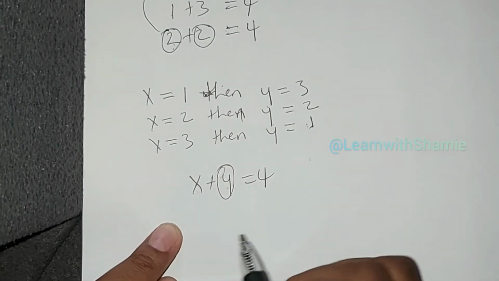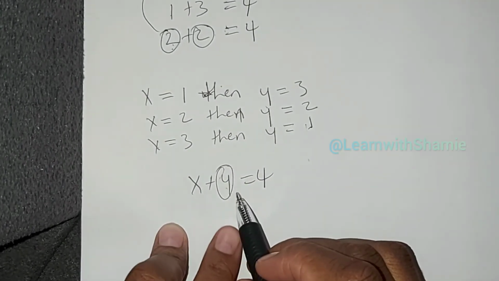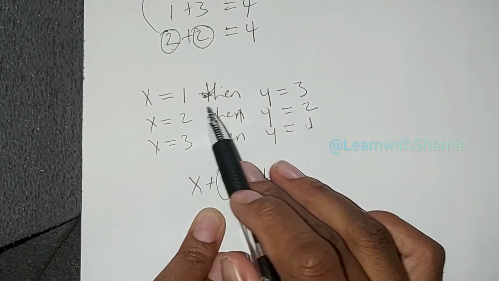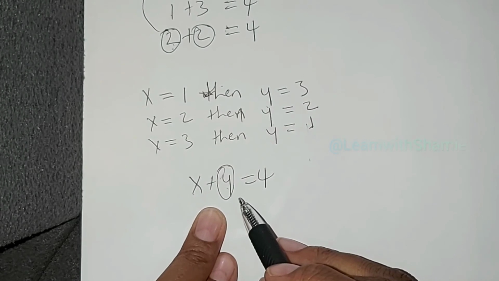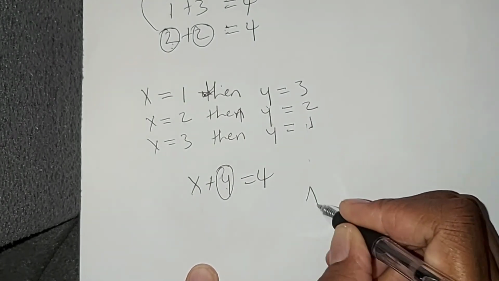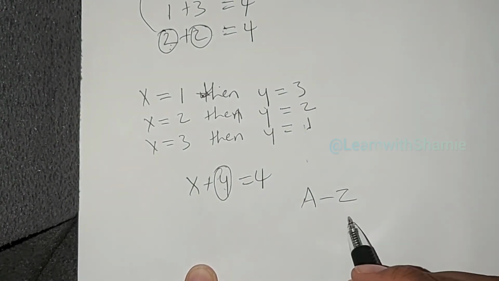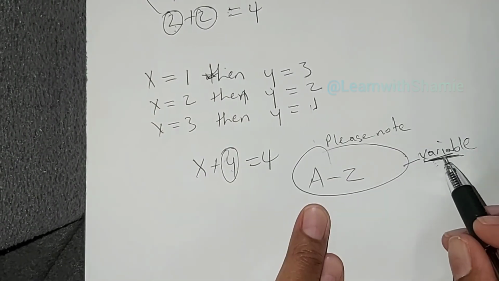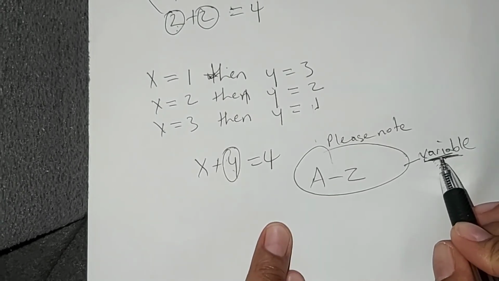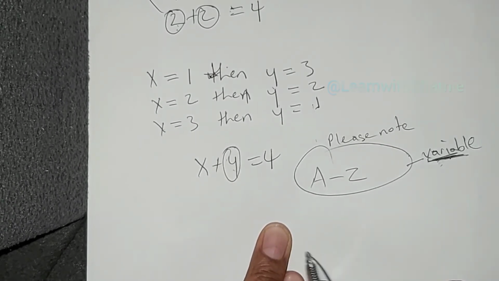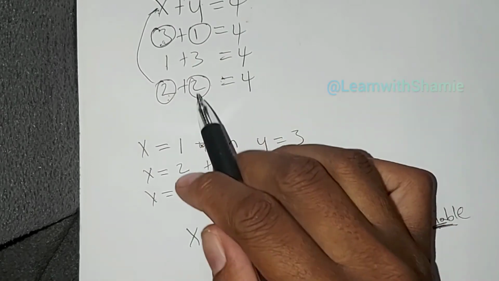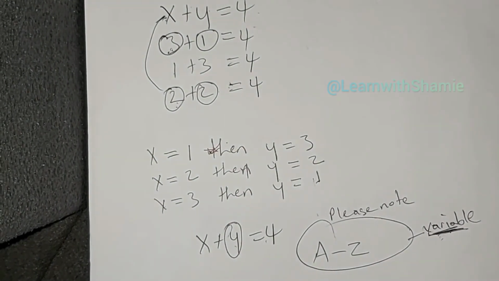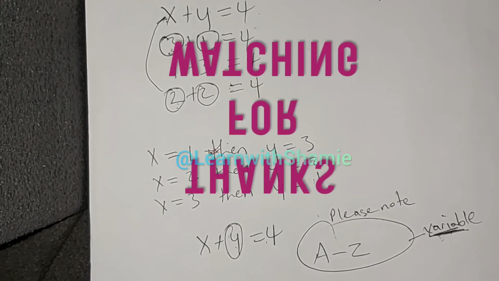But in fact, both x and y are variables because their value will change depending on the value of each other. Any letter of the alphabet A to Z can be referred to as a variable. But the concept of variable is really used when we are talking about values that can be changed or vary in the same equation.